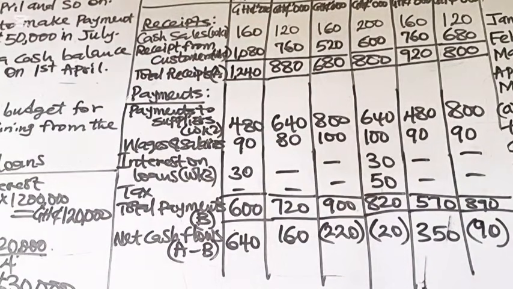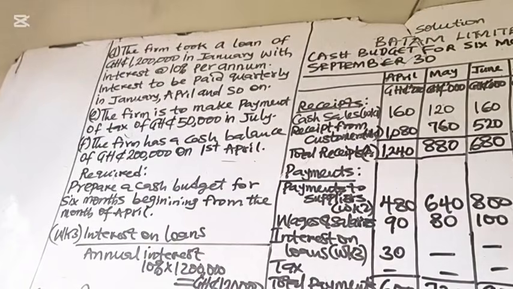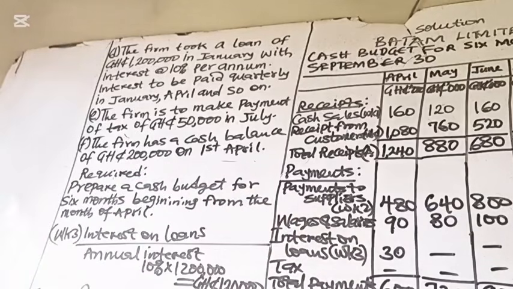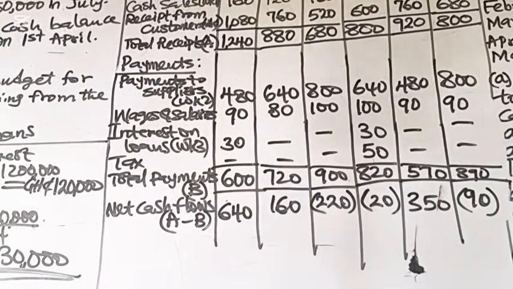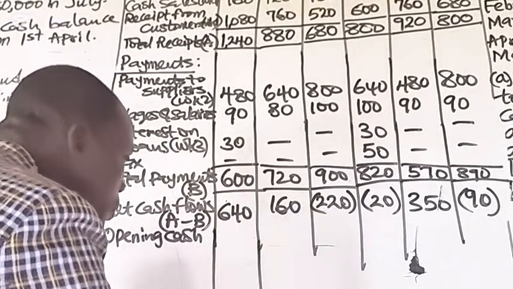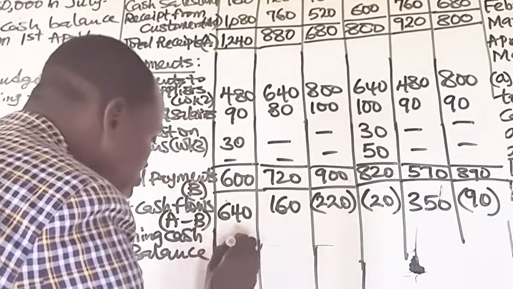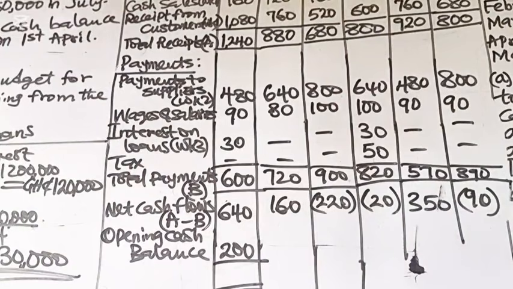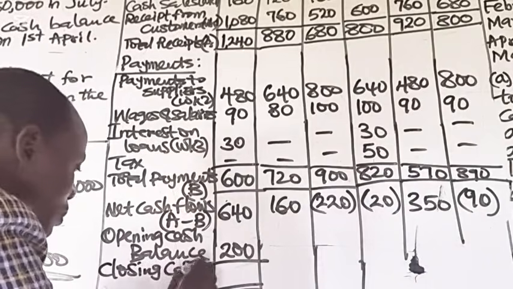After the net cash flows, the next item to consider is the opening balance, and that is given in note F. The firm has a cash balance of 200,000 Ghana cedis on 1st of April. So the firm has 200,000 in April. That 200,000 will be the opening balance. Then we have opening cash balance. In the month of April, that amounted to 200. If you now add the opening cash balance to the net cash flows, then you will arrive at the closing cash balance.